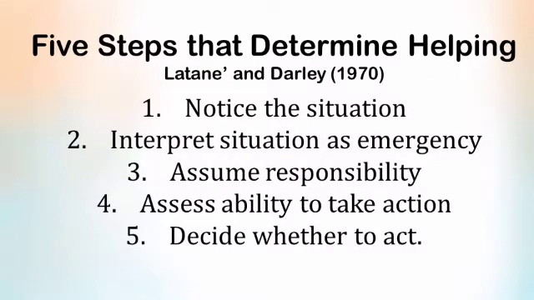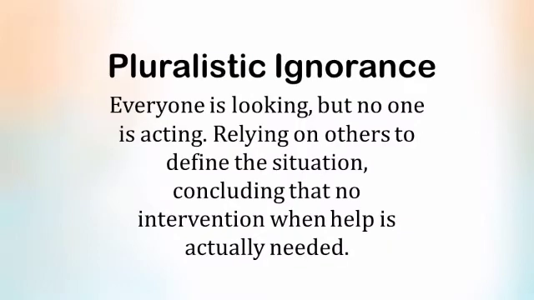Here are the 5 steps that determine helping, according to Latané and Darley, 1970. Number 1, notice the situation. Number 2, interpret the situation as an emergency. Number 3, assume responsibility. Number 4, assess ability to take action. And the last, number 5, decide whether to act. When people are in need, and everyone is looking but no one is acting, relying on others to define the situation and concluding that no intervention is needed when help is actually needed, that is pluralistic ignorance.